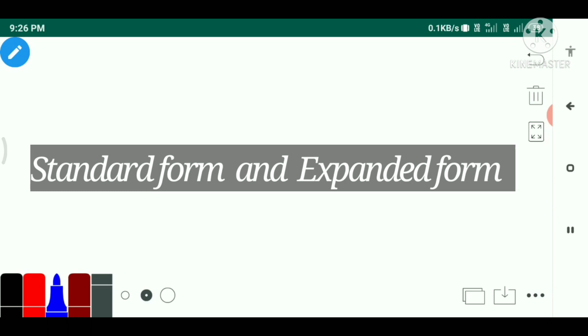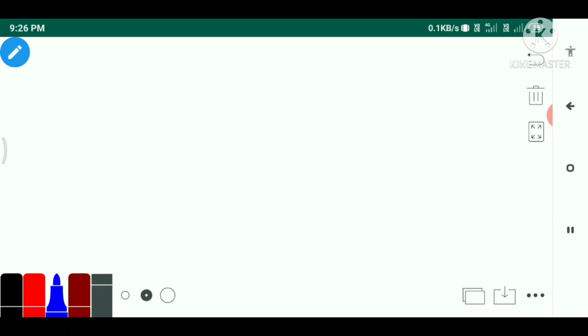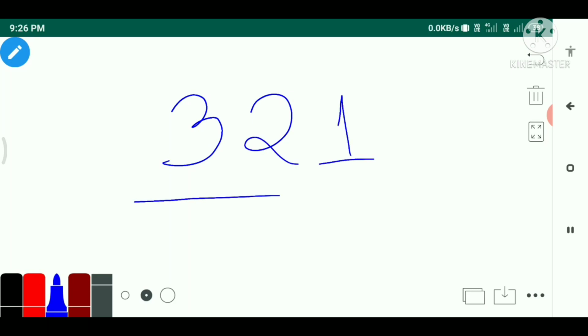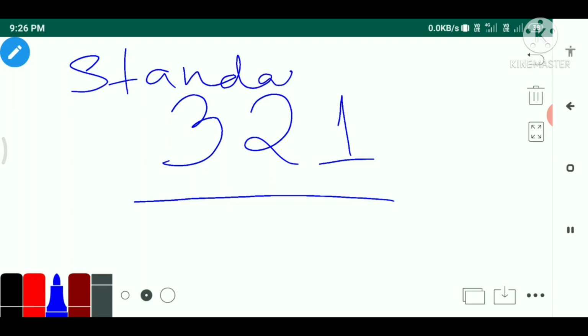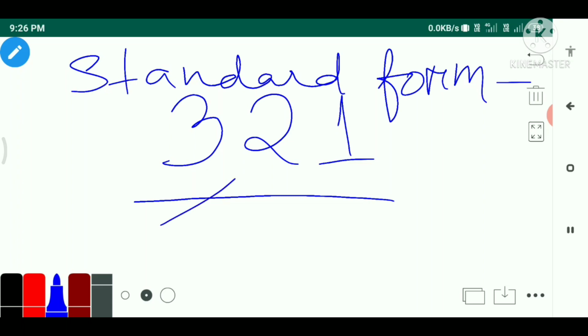Now if I write any number, say 321, this form of writing any number is called what? Standard form. Okay, this is standard form. Now our topic is what? Expanded form, right? So if I stretch this number, that form is called expanded form.